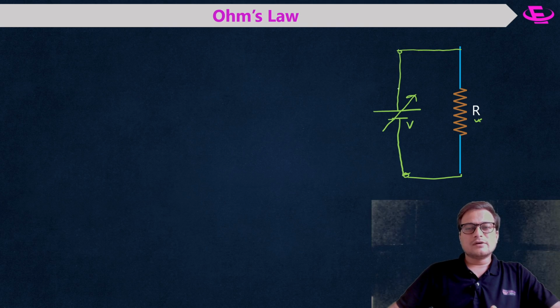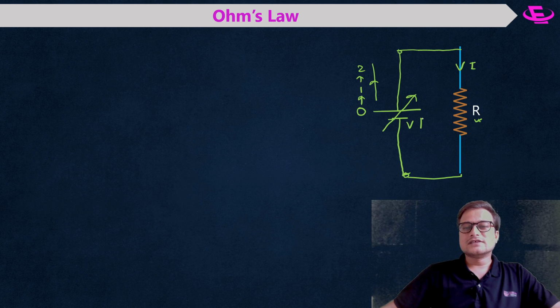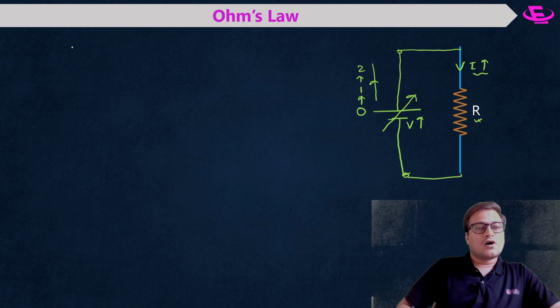Now what he observed: he started varying the voltage of the battery, from 0 volt, 1 volt, 2 volt, like this. The current was flowing through the resistor. He observed that when voltage is increasing, the current is also increasing in the same proportion. So then he gave a law that when a potential is applied across a conductor, the current flowing through the conductor is directly proportional to voltage, and its reverse is also true.